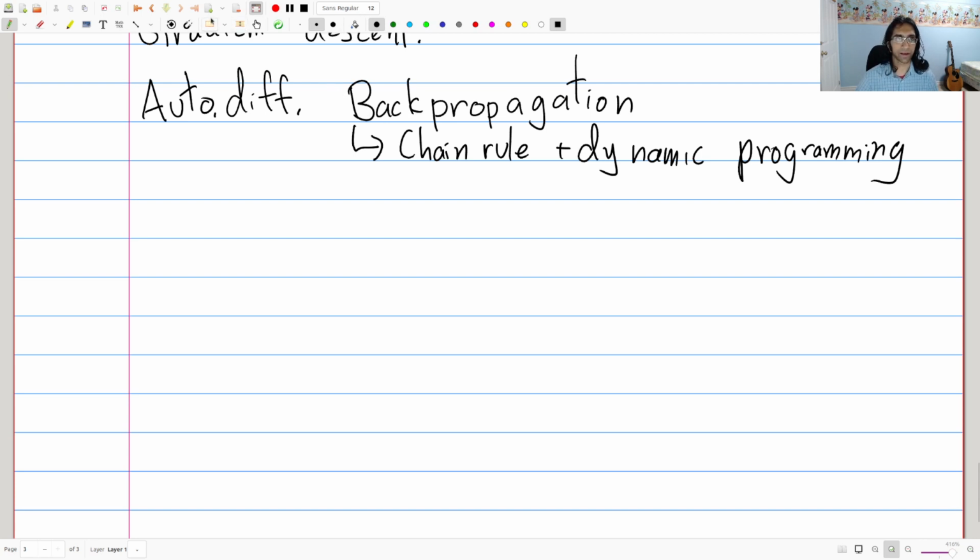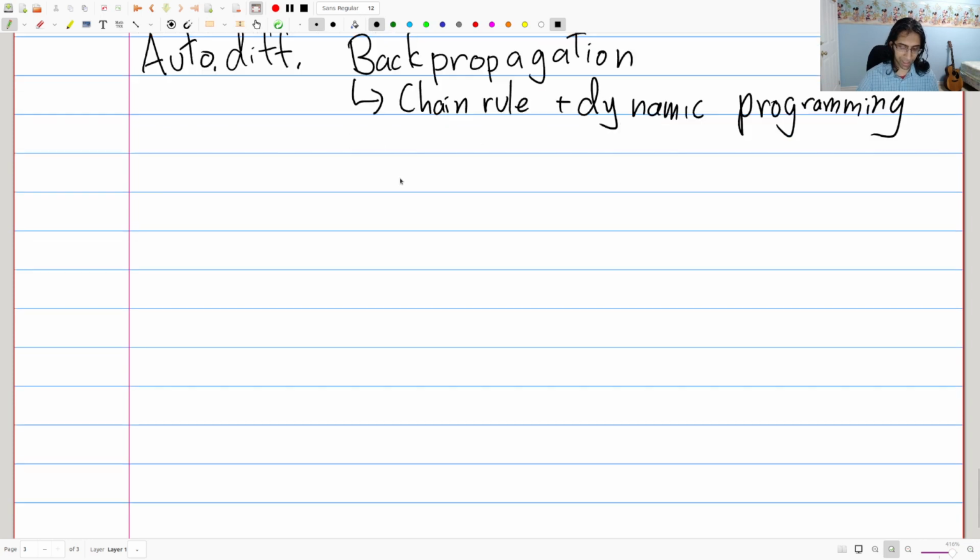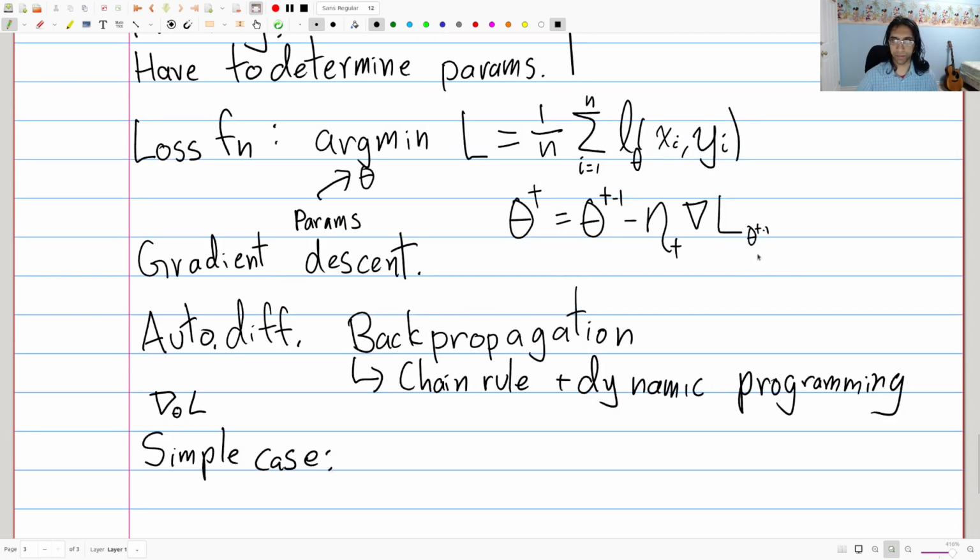But in the time we have, I'm going to at least quickly try to explain and give you some intuition as to why I say it's the chain rule plus dynamic programming. So let's just do a very simple case. In general, what do we want? Recall what we want. We want the gradient with respect to theta of L. That's what we're trying to compute here.